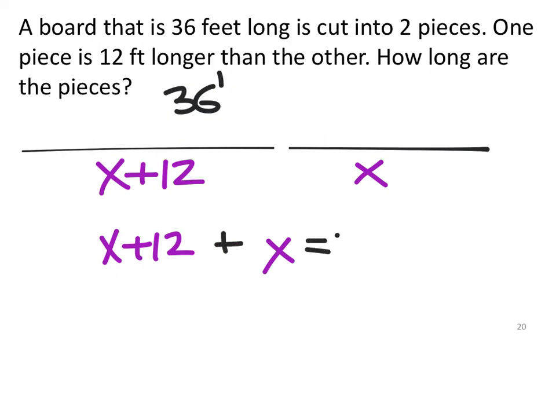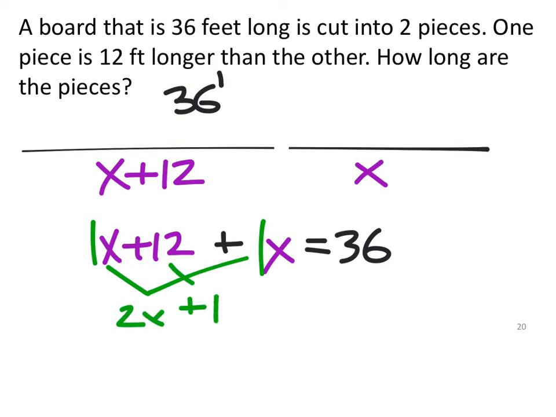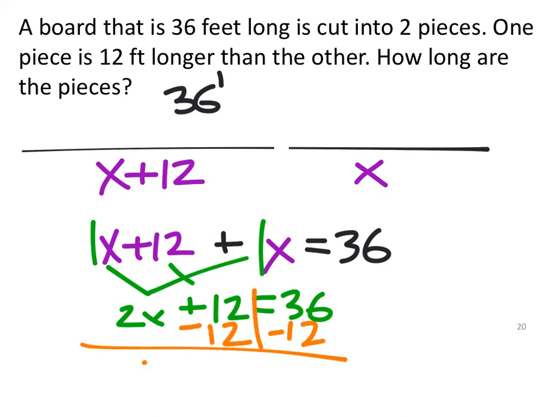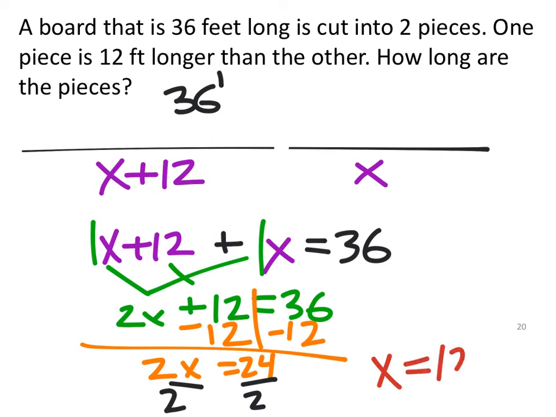When I add these together, I should get 36 feet, which creates an equation for us. So there's one X and another X. That's two X's. Then we got this plus 12 business equals 36. Subtract the 12 from both sides. And then 2x equals 24. Just divide both sides by 2 now to get the x. X equals 12. Now that's the short piece.